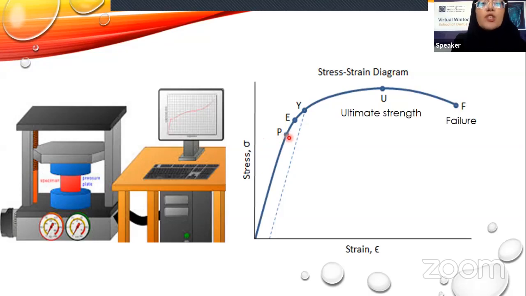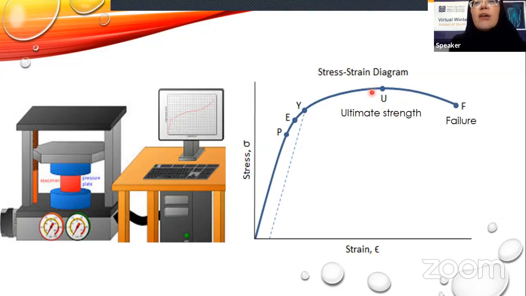Here, the first point is the proportional limit point, which indicates that up to this point, the relationship between stress and strain is proportional. After this point, the next point is E, the elastic limit, which means that up to this point, any changes produced on the material are elastic, meaning that upon unloading, the changes can come back to the original form. After the elastic limit point, the material goes to the plastic region, which means after this point the changes cannot come back to the original shape, and we have permanent deformation on the material.